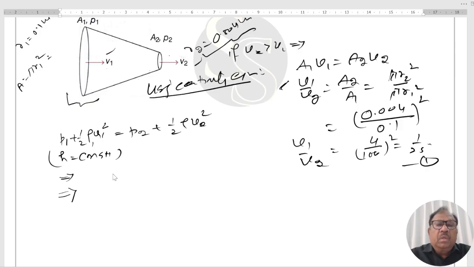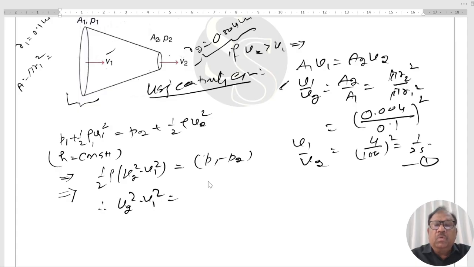Then half rho, velocity will be higher at this point because area is smaller. So V2 square minus V1 square, that is equal to P1 minus P2. Therefore, V2 square minus V1 square equal to twice P1 minus P2 divided by rho.